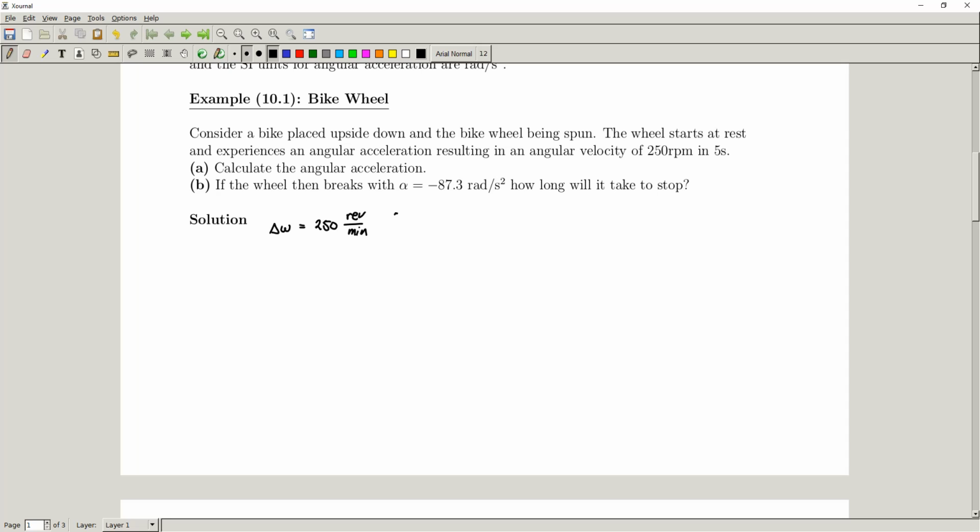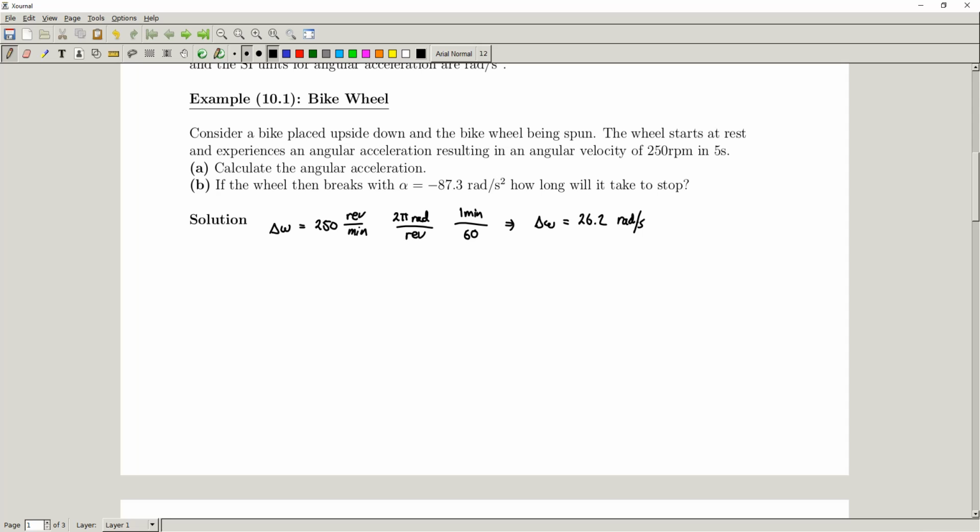We know that there are 2 pi radians in every revolution. And then we also know that in 1 minute, there are 60 seconds. So if we multiply through by this and by the units, we'll see that our change in angular velocity, if you feed this into a calculator, ends up being equal to 26.2 radians per second. Okay?